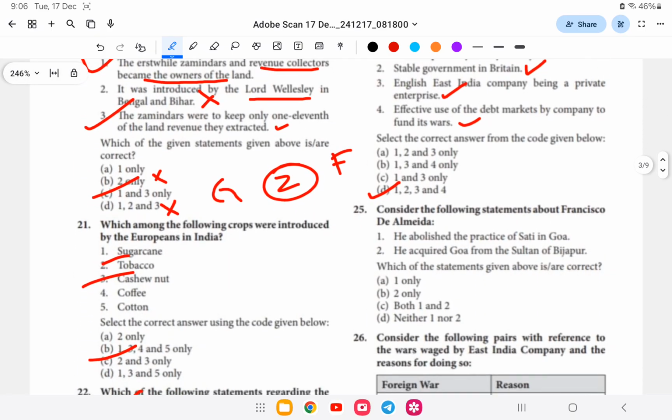Question number 25. Consider the following statement about Francisco de Almeida. He abolished the practice of sati in Goa.